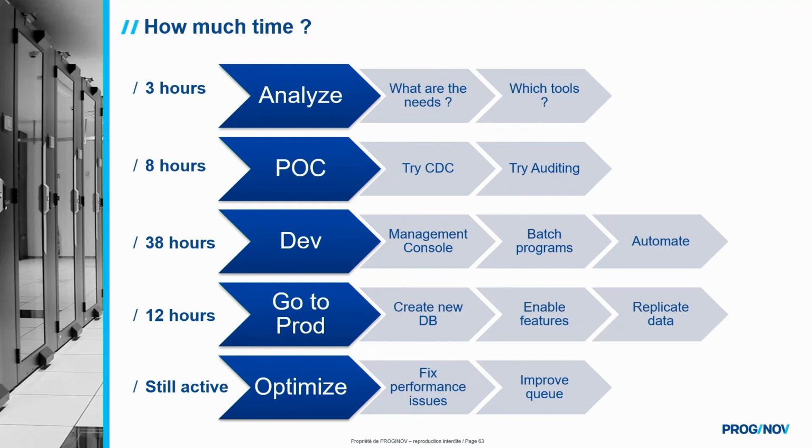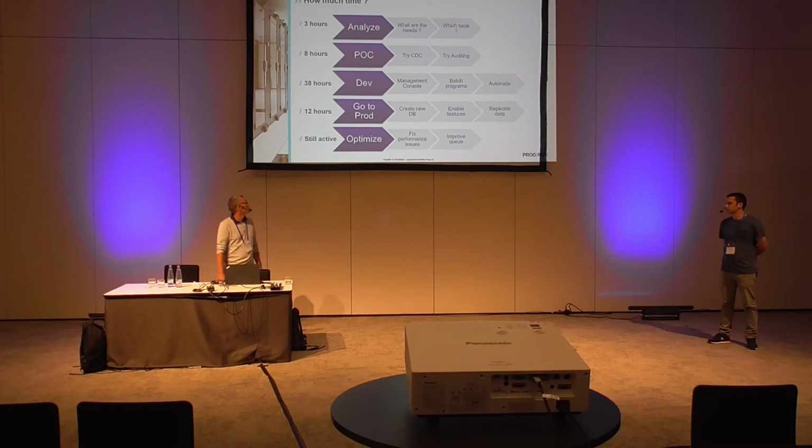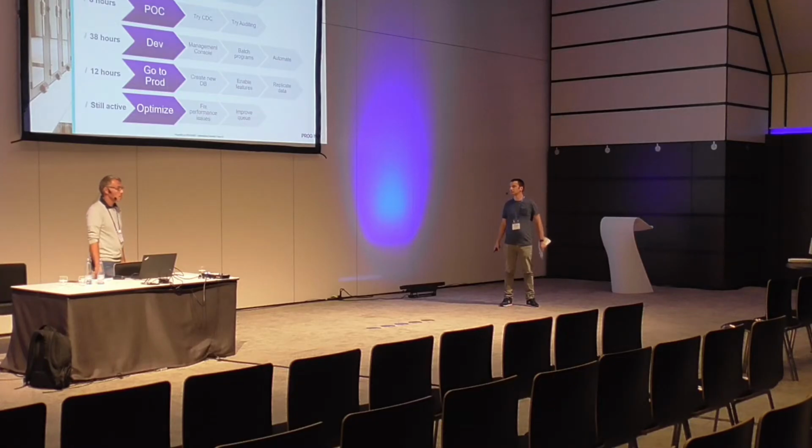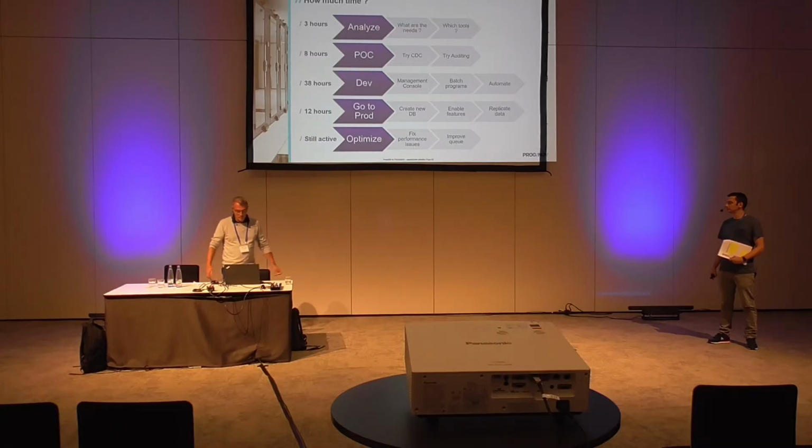Okay, so it was really fun to do this stuff. If you know how it works and how to achieve your goal, you will not consume too much time. For example, for me, it was around 60 hours to do everything from scratch to production. Because we are still active, even on optimization, there is always a performance issue to deal with, improvements on the queue, and there are also new tables that we have to add to our process.